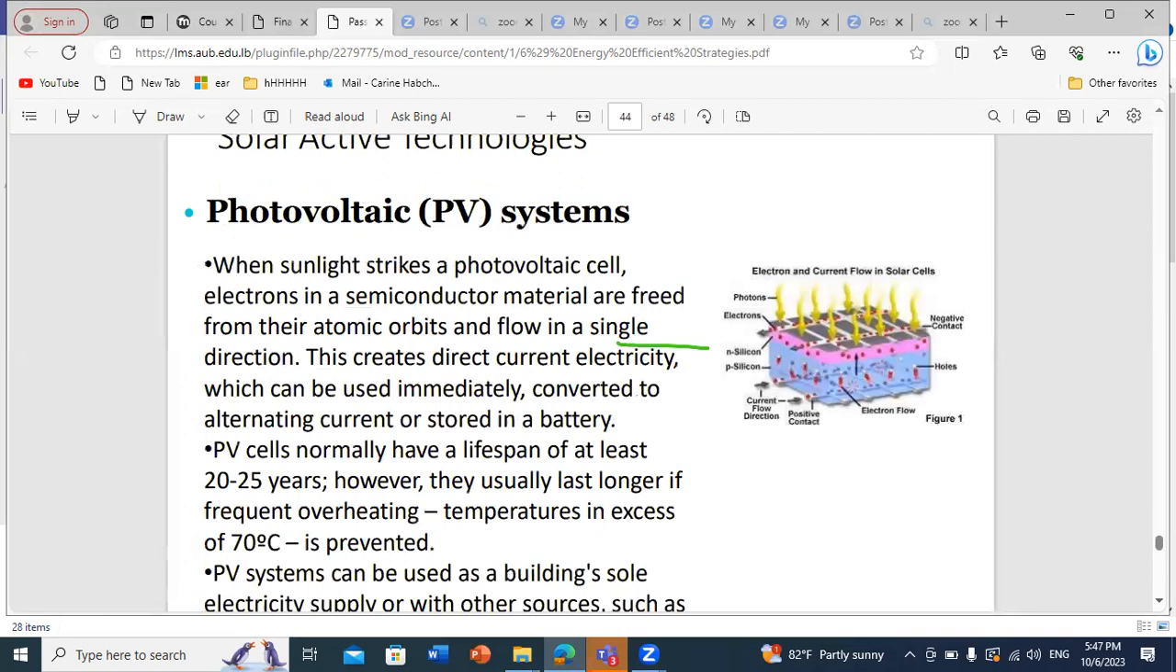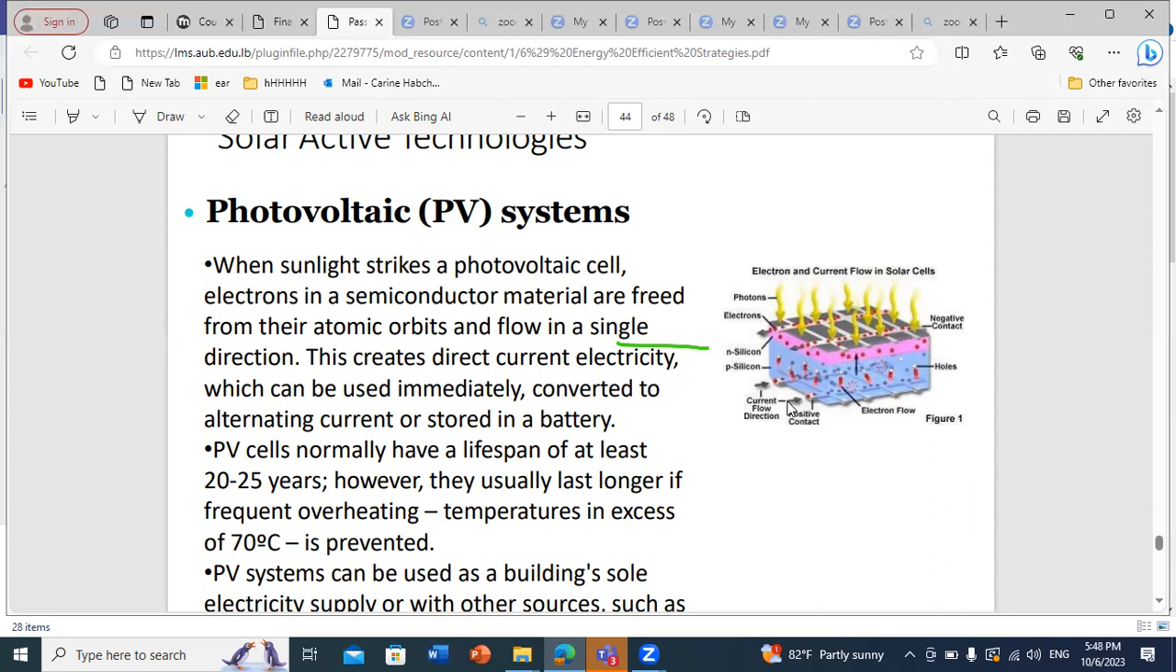Now, photovoltaic PV systems are, as we discussed before, a technology that is under development. And it consists of the following. When sunlight strikes a photovoltaic cell, electrons in a semiconductor material are freed from their atomic orbits and flow in a single direction. So we can convert solar energy to electric energy. This creates direct current electricity, which can be used immediately, converted to alternating current, or stored in a battery. PV cells normally have a lifespan of at least 20 to 25 years.